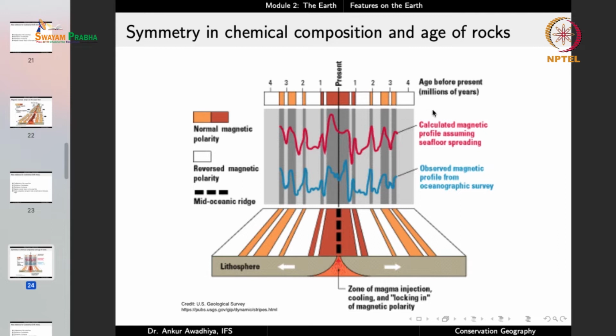Not just the magnetic properties, but they also have similar ages. So if this location is 1 million year old, this location is also 1 million year old. If this location is 4 million years old, then this location is also 4 million years old, which tells us that there is something that is going on here that is resulting in a mirror arrangement. Anything that is there on the right, you find a very similar thing that is there on the left.